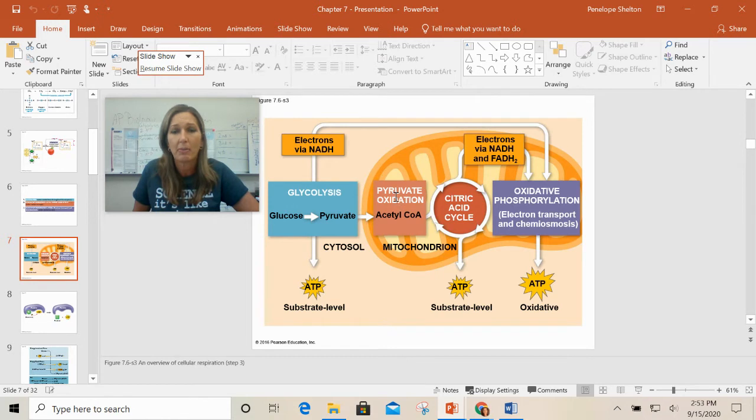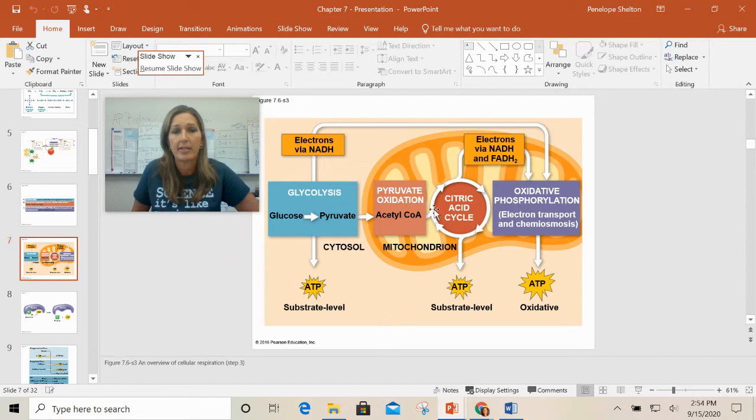So I actually get some carbon dioxide produced here. Those two 2-carbon molecules are now going to enter the citric acid cycle, where the carbons and the oxygens are going to finally be released in the form of carbon dioxide. So I get carbon dioxide produced here in pyruvate oxidation. I get carbon dioxide produced here in the citric acid cycle. But it's in the citric acid cycle, though, that I also generate 2 more ATPs at substrate level.